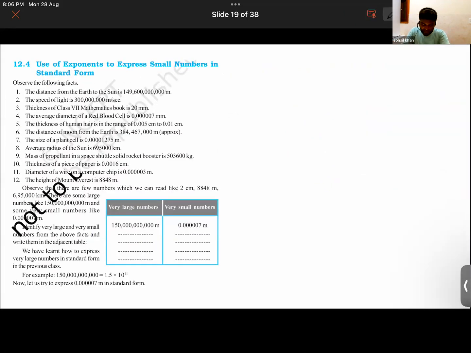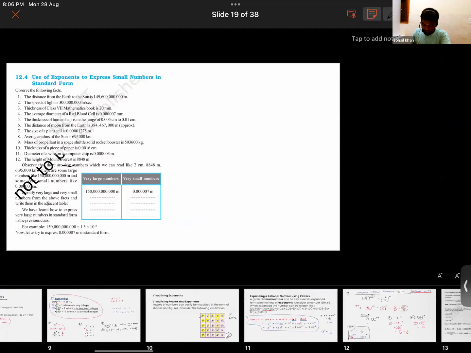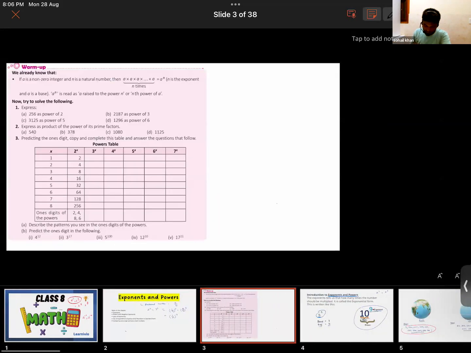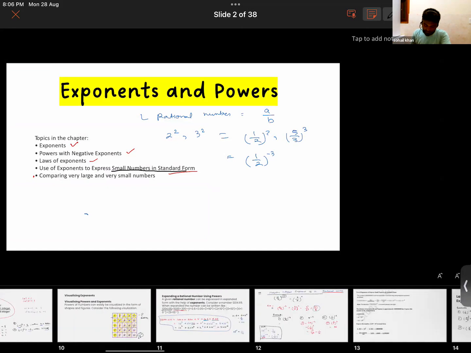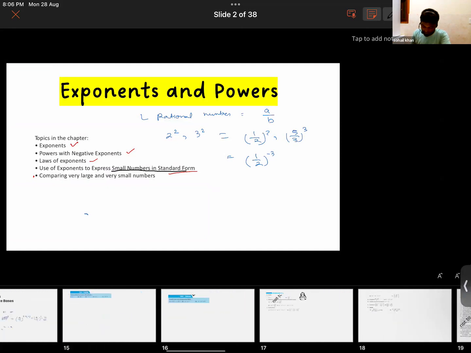So in today's class, we will be talking about how do we use exponents to express small numbers in standard form. Remember in the beginning of the chapter, I told you the contents of the chapter. Use of exponents to express small numbers in the standard form. So we are in the fourth topic of the chapter.